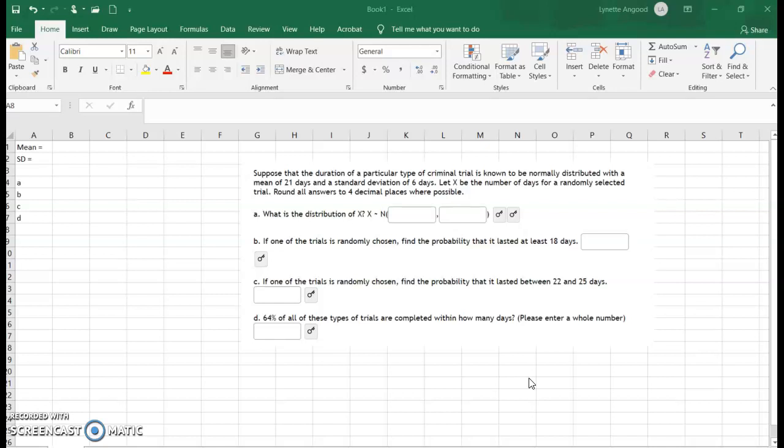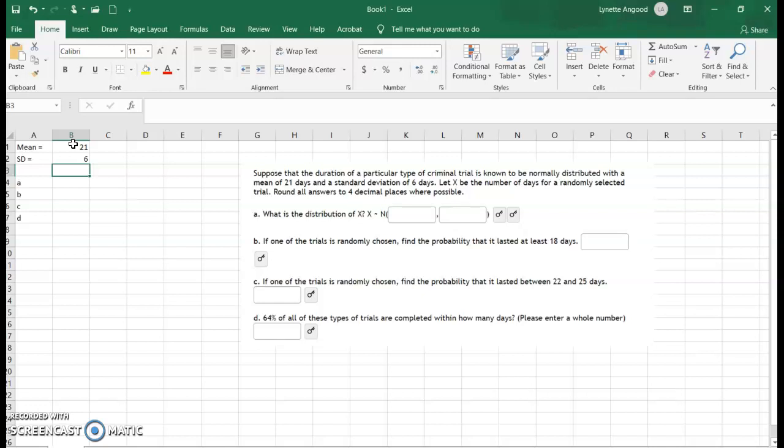So it says, suppose that the duration of a particular type of criminal trial is known to be normally distributed with a mean of 21 days. So I'm going to put that in here for my mean, and a standard deviation of 6 days. So I'm going to put that in there for my standard deviation. Let X be the number of days for a randomly selected trial. Round all answers to 4 decimal places where possible.